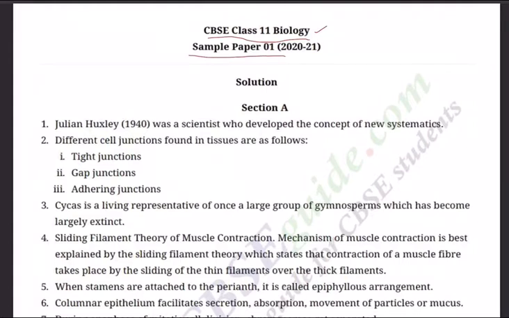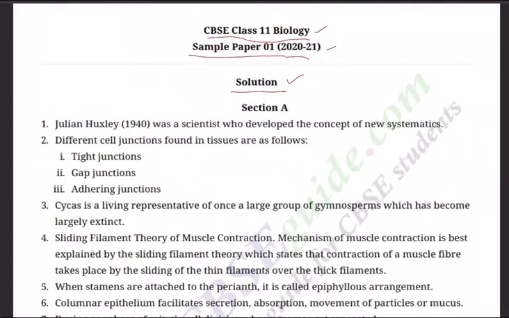As we are into the revision mode, this time around we are revising the entire syllabus in the form of CBSE sample paper. In yesterday's session I had given you the questions of section A, and today's session I'm going to give you solutions for that.